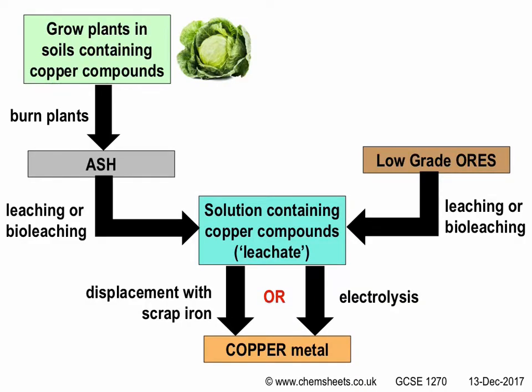We can therefore combine these methods in order to avoid having to extract more copper ore. So we grow plants in soils containing copper compounds, burn the plants, producing an ash. We can then leach or bioleach this into a solution containing copper compounds. We could also reduce this ash to get the copper. We can also take low-grade ores, again leaching or bioleaching them, in order to create this leachate. That leachate can either be displaced using scrap iron, or we can carry out electrolysis in order to form our copper metal.